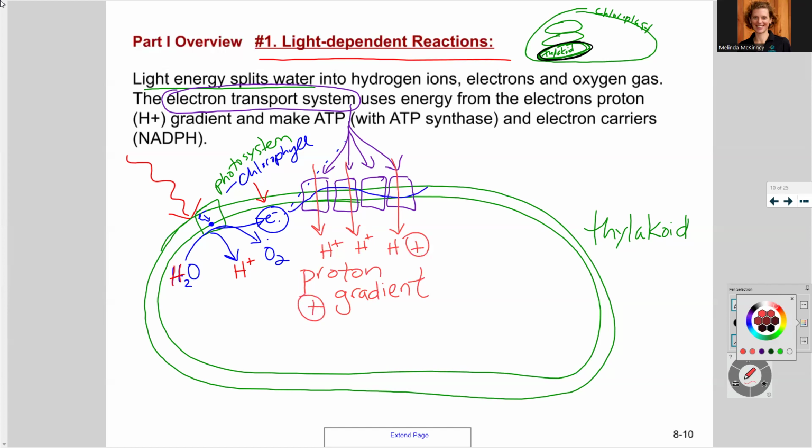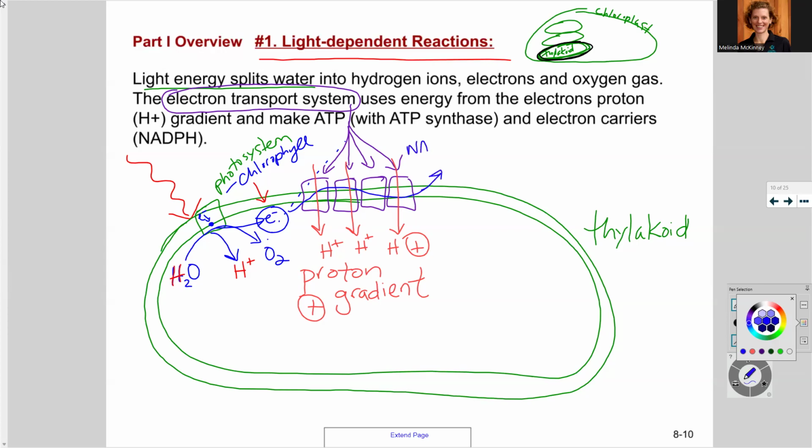So we're creating a gradient, a whole bunch of protons, which are all positively charged in the same area. They don't want to be together. They want to get apart, right? So we're creating this ion gradient or a battery, a whole bunch of protons, a whole bunch of hydrogen ions in this space. Then the electron, when it's done, it's actually going to get passed to an electron carrier.